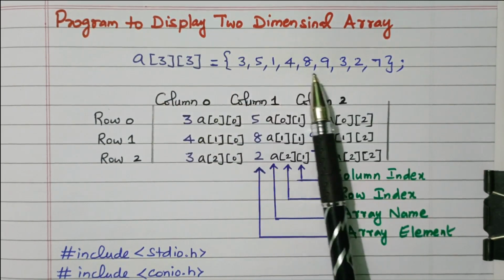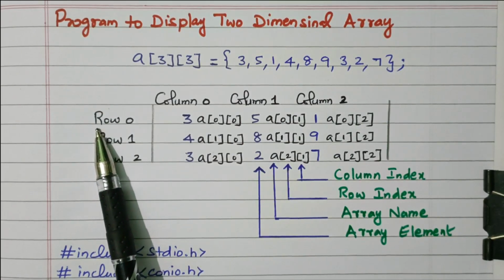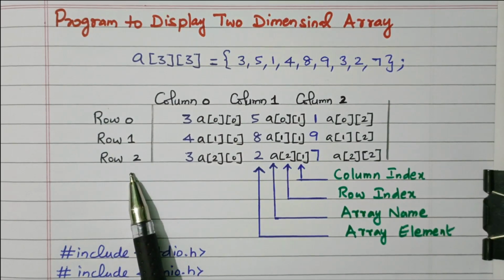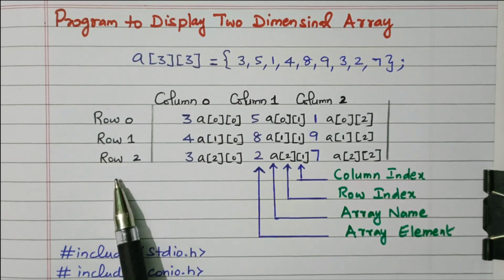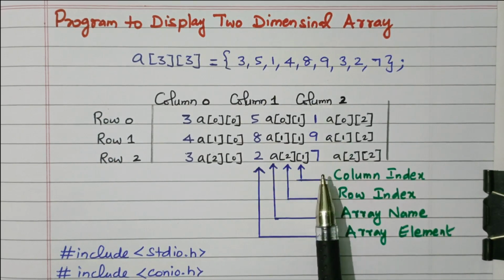Now we'll see how these elements are arranged in the rows and columns. So there are 3 rows available. They are named as 0, 1, 2. Row 0, row 1, row 2. Always we start with 0. Similarly, column 0, column 1, column 2.